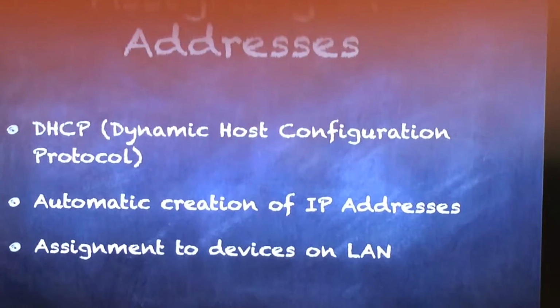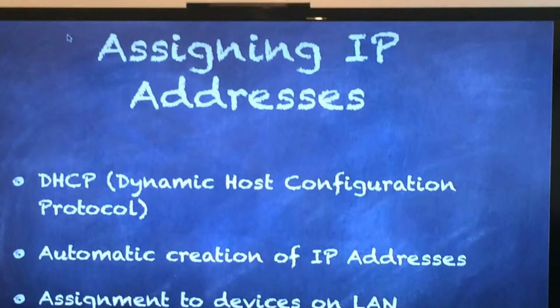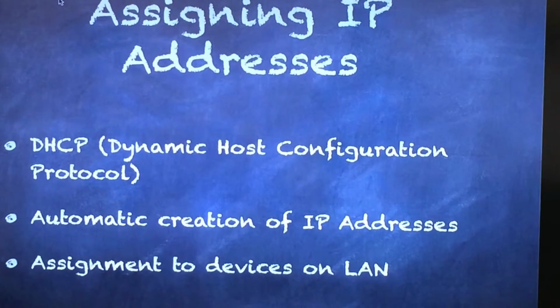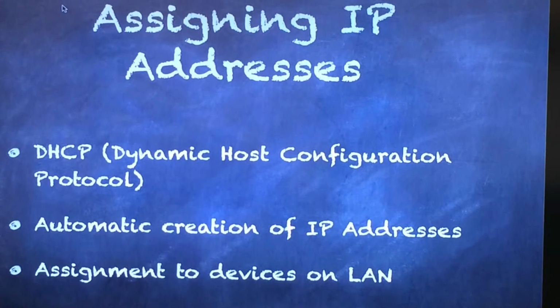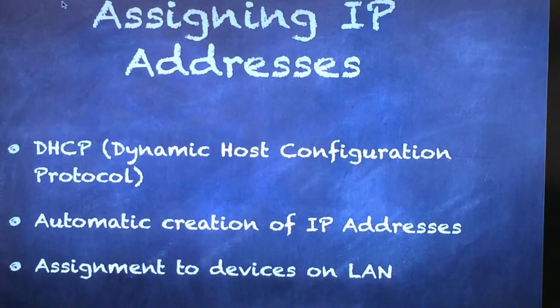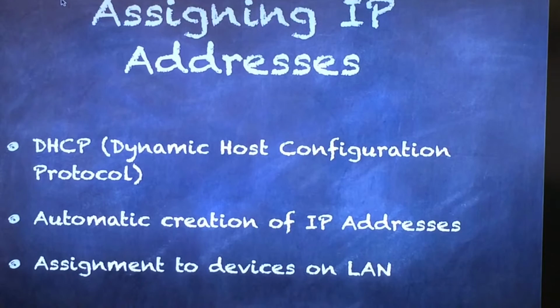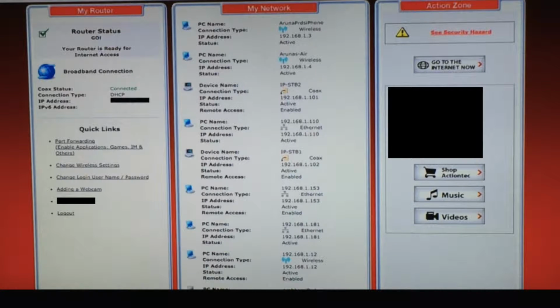One of the main jobs of routers is assigning IP addresses. IP addresses are assigned using what is called DHCP, or Dynamic Host Configuration Protocol. Routers are automatically able to create IP addresses and assign them to devices on the local area network. Over here, I've logged on to my home router's main interface simply by entering the LAN IP address of my router and logging in. Now we can see how exactly the DHCP assigns IP addresses.